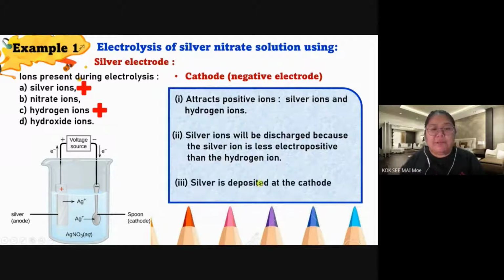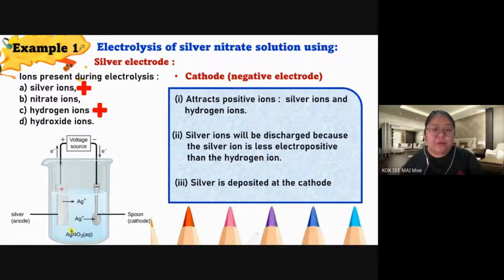Finally, what happened? The silver will be deposited at the cathode. So finally the silver will go where? Go to the spoon. The spoon is the cathode. So finally your spoon becomes more silver, with a thicker layer of silver. The silver comes from where? It comes from the solution, because the solution already contains silver. So the cathode is still the same.